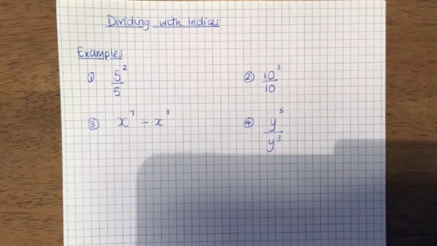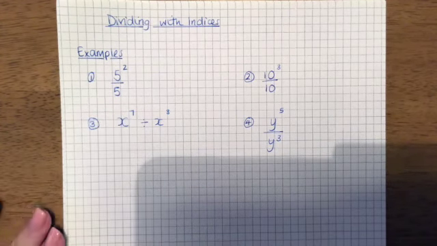So I want to show you, like I did last time. When we were multiplying with indices, we came up with the rule that you were allowed to add the powers, but I wanted you to understand how to do that. I'm going to do the same thing with dividing indices. There is a rule that works every time you divide powers. So we're going to discover that, and then I will go through a couple of examples and then you can crack on with your work, okay? So I'll do the first one.